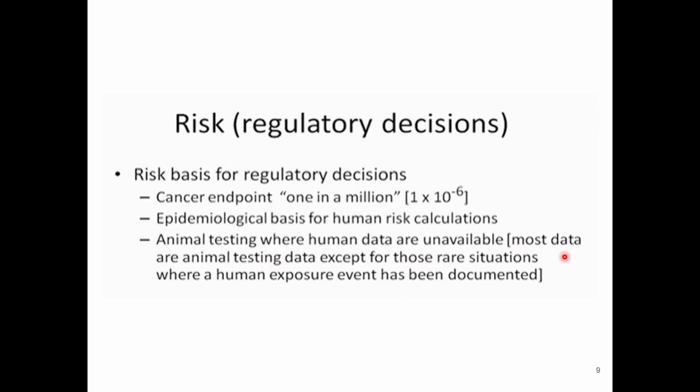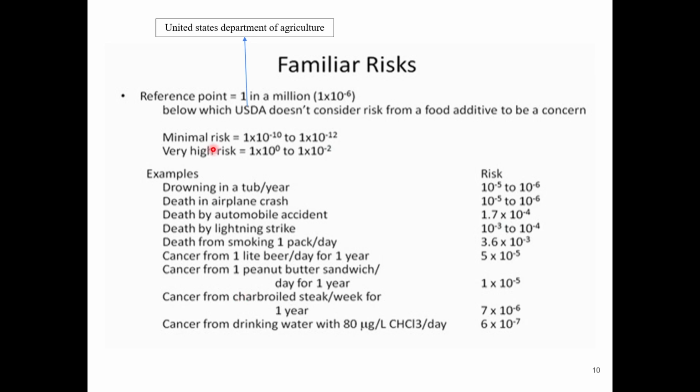Here most data are animal. If we see, mostly the data are animal tested data, except for those rare situations where a human exposure event has been documented. So we basically try firstly on animal, and then we convert that and try to replicate the impact on a person or a human being basically.